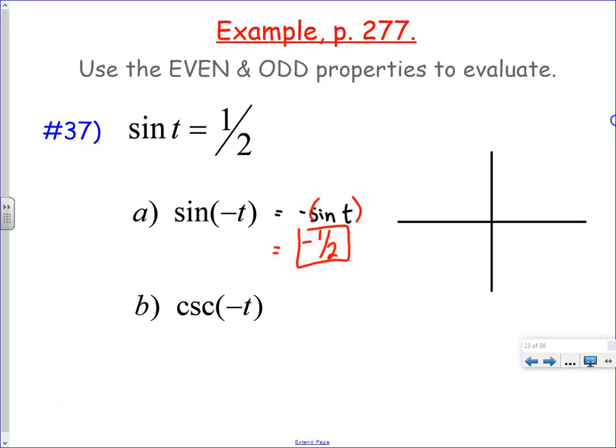Now, cosecant, doesn't he have a formula? What's cosecant's formula? Cosecant of negative t is going to be the same thing as sine. So I'm going to plug in. Who's cosecant? 1 over sine. Cosecant of t, he's 1 over 1/2, so he's 2. Okay, now go plug in. What is it going to be for cosecant of negative t? Negative 2.